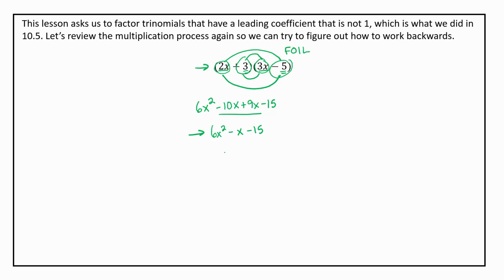And so, as we'll see in a moment, the question becomes, if we start with something like this, how do I know how to split up each of these things? How do I know that it's 2x and 3x instead of 1x and 6x? How do I know that the negative 15 should split up into 3 and negative 5 instead of 1 and negative 15? So that's what we'll explore in a moment.